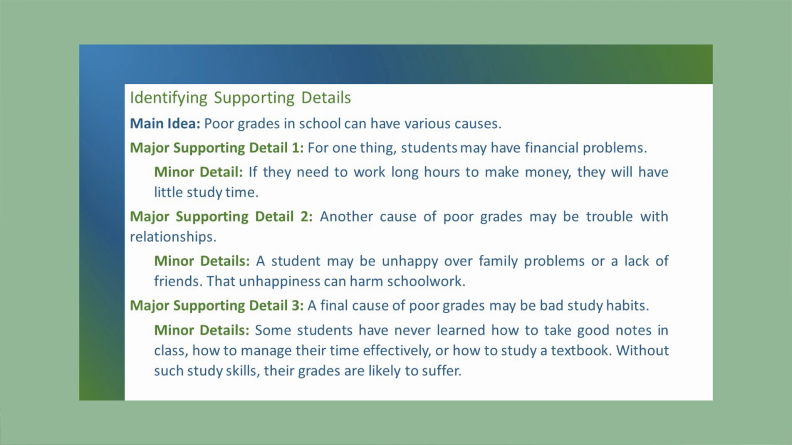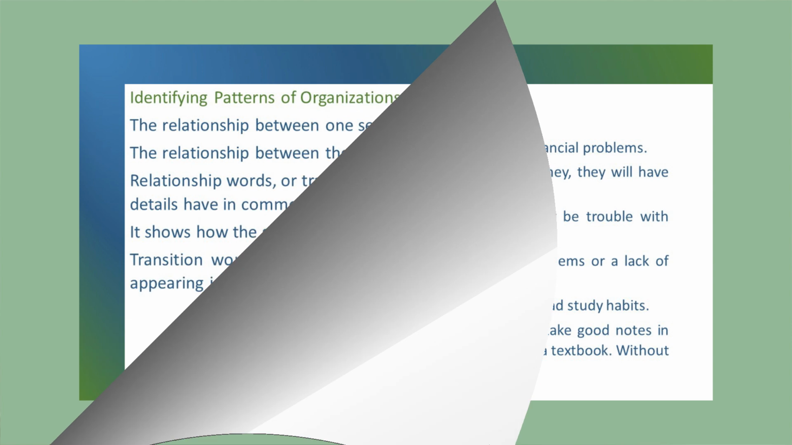So in total, how many details do we have here? 3. You're not always going to find paragraphs with just 3 major details. You might find more than 3. You might find less than 3. But the idea is that you use the signal words like for one thing, another, and final as a way to figure out where those major supporting details are. Use the ideas. How different are these ideas? We have financial problems, trouble with relationships, and bad study habits as 3 major ideas that are spoken about in this paragraph. That's a way for you to be able to find the major supporting details.